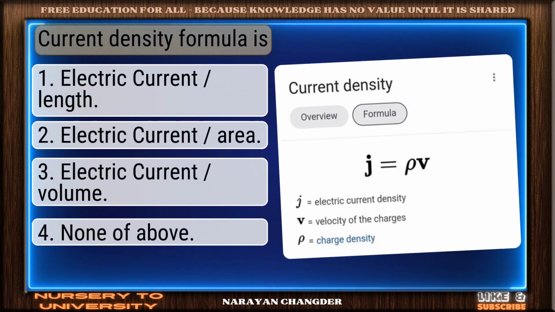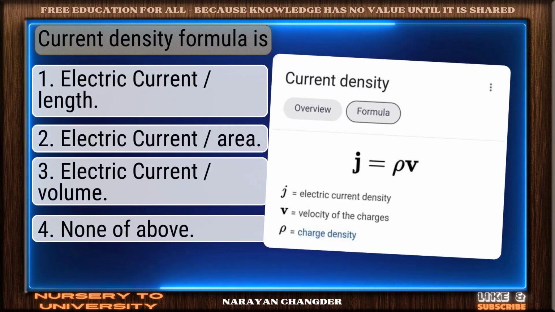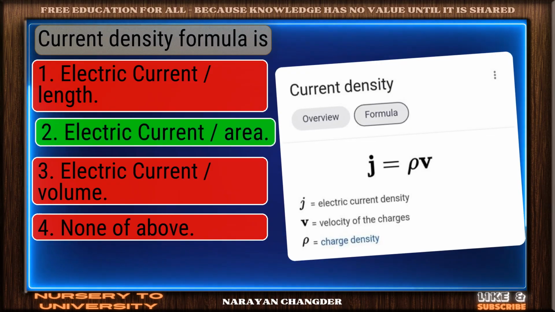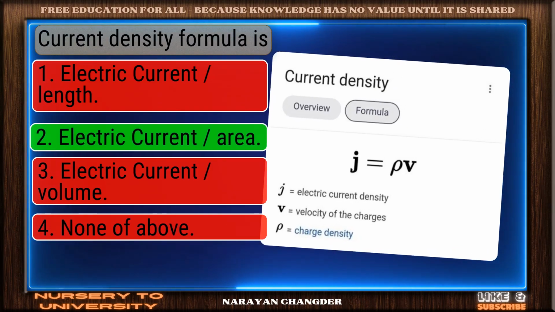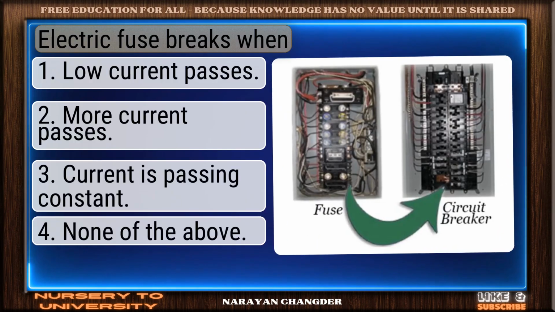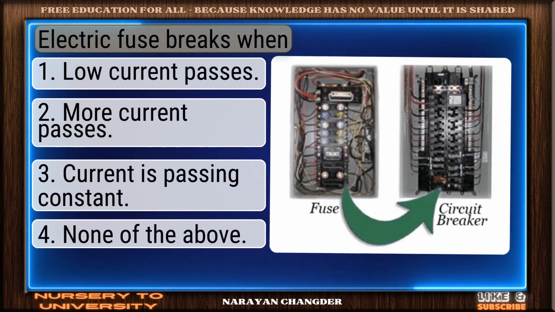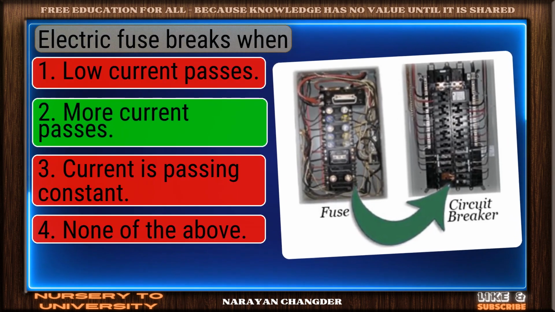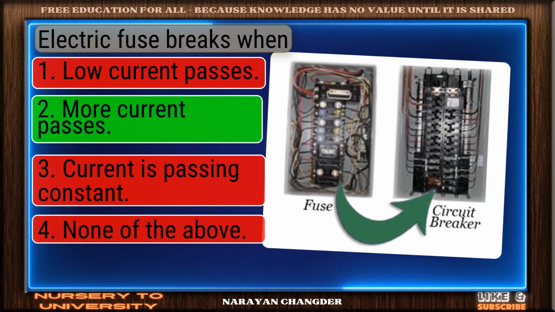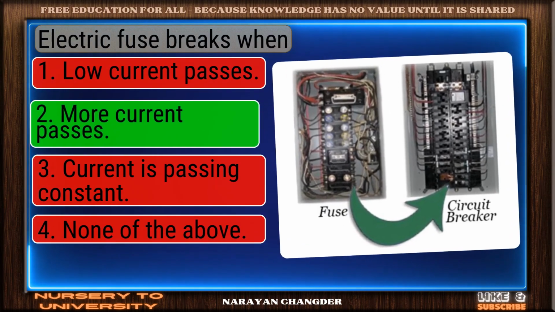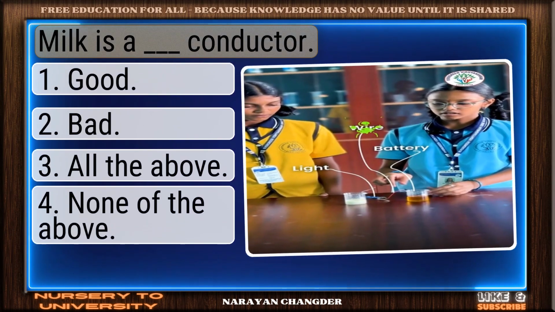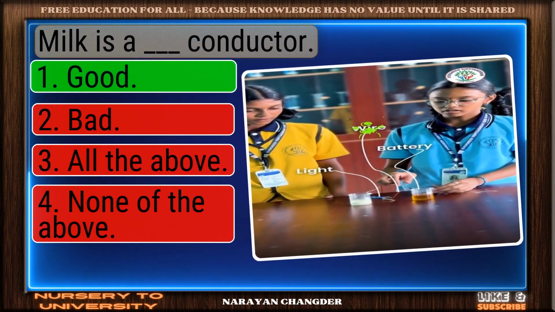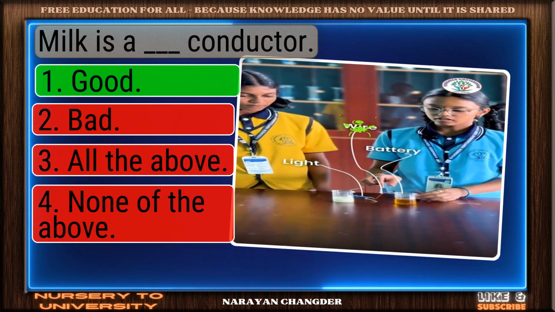Question number 261. Current density formula is. Excellent. Electric current divided by area is a brilliant choice. Question number 262. Electric fuse breaks when. Nice work. You chose more current passes, and it is correct. Question number 263. Milk is a dash conductor. Correct. Good is the right answer.